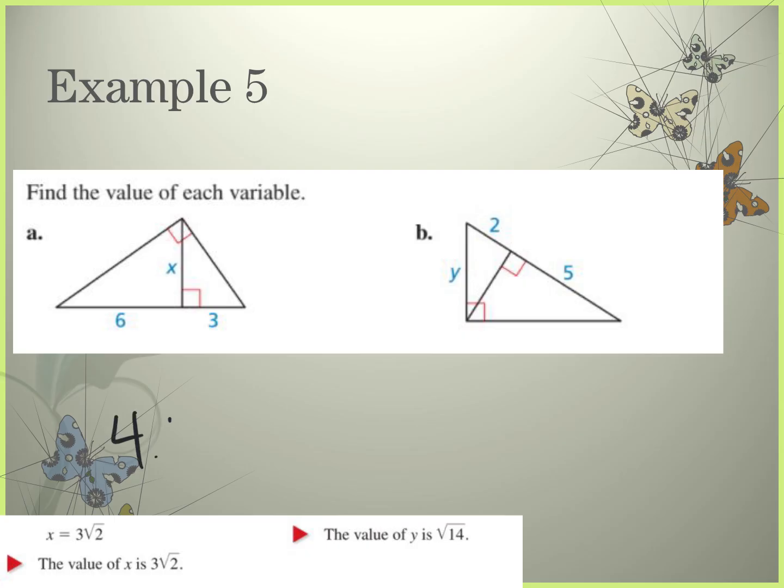So the first one was 4.2 equals x. The second one was y equals, should have been 7 times 2, which is 14. Take the square root of 14. 3.7.